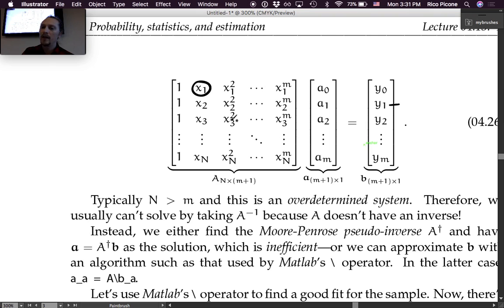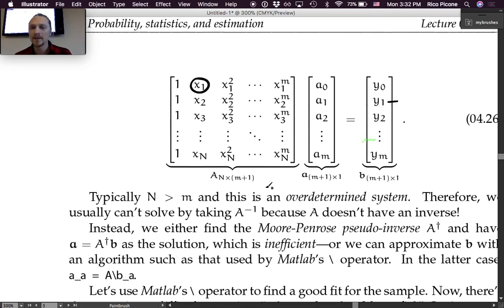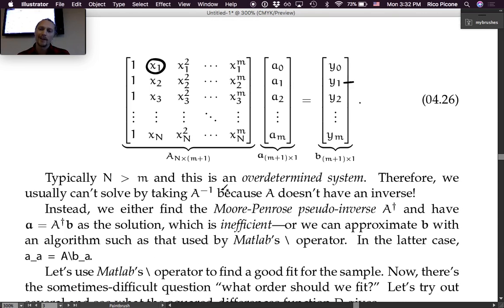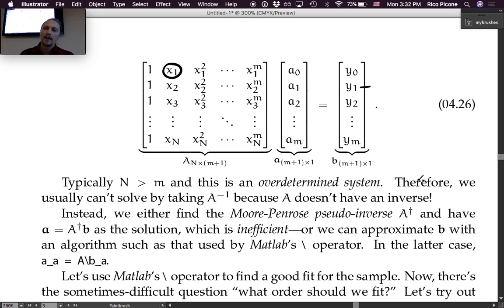And we have then the system that's not square, so we can't just take the inverse of A. So typically n is greater than m, meaning that you have more data points in your sample than you have the order of the system you're trying to fit to it. So if you try to fit a 10th order polynomial to 3 data points, fine, but that's not typically the case. Typically, you're going to have way more data points than the order that you want to fit to it.